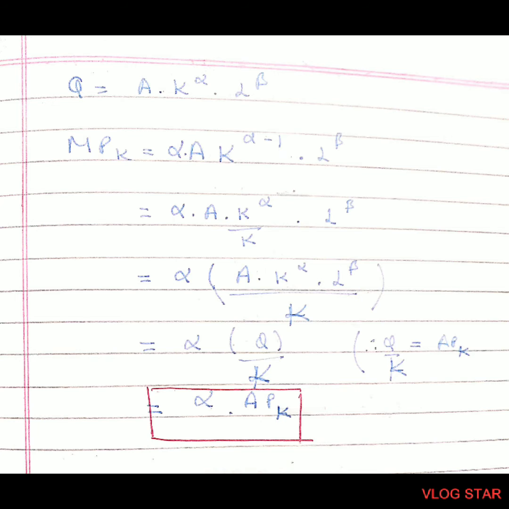That turns out to be K alpha divided by K. Now again we can take alpha outside and then in the bracket we can keep A, K to the power alpha, L to the power beta upon K. Now from the question, A, K to the power alpha, L to the power beta is equal to Q. So we'll put Q. So it comes out to be alpha Q upon K. And as we know, Q upon K is equal to APK. So in place of Q upon K, we can put APK. So the answer would be alpha APK.